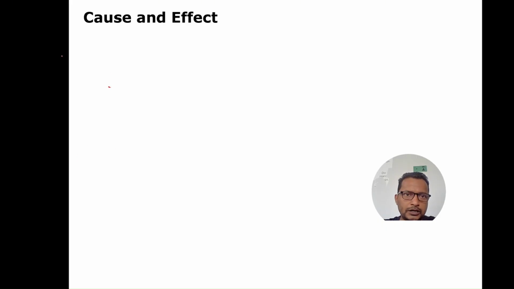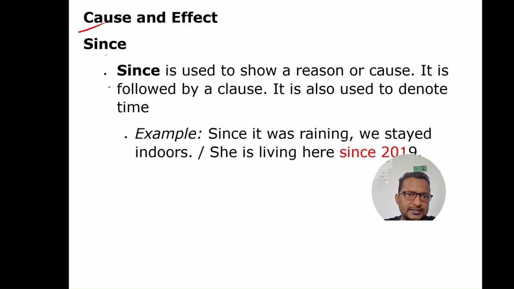Let's learn how to use cause and effect, right? So if you have to write cause and effect, how do you write? Since is used to show a reason or a cause, and it is followed by a clause, right? It is also used to denote time. Remember our example in prepositions, we use since if you are denoting a specific point of time. But here, since can also be used for cause and effect. Like, since it was raining, we stayed indoors. She is living here since 2019, right? Since it was raining, see? So it is cause and effect. The cause was raining, the effect was we stayed indoors, right?